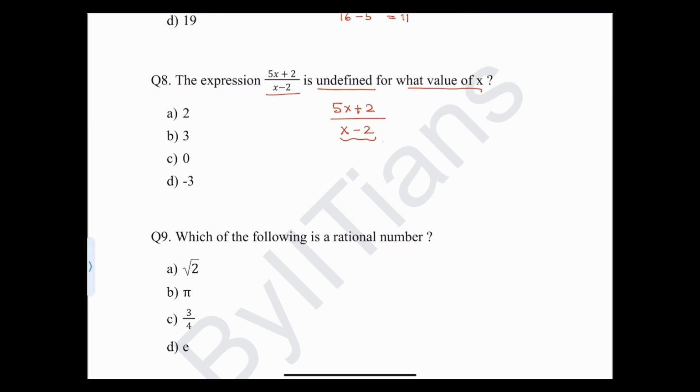So it becomes undefined when the denominator, which is x minus 2, becomes equal to 0. So the value of x for which it becomes undefined is 2, right? When you send 2 to the other side, we get x equals 2. So option A is the correct answer, the value of x for which the expression is undefined.